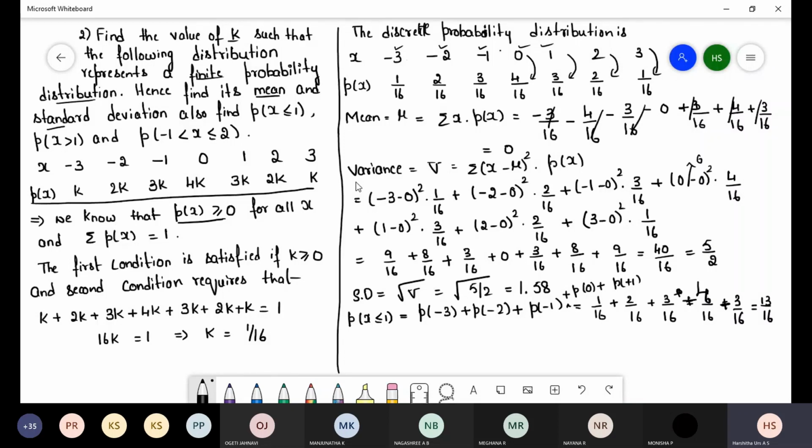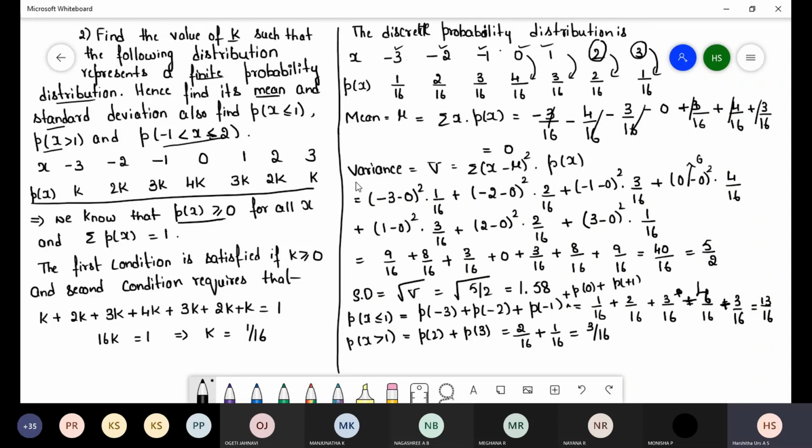Next, second one is P of x greater than 1. Here they have not mentioned equal to. So greater than 1 means whichever I have circled here, those two terms we have to write. So P of 2 plus P of 3 is equal to 2 by 16 plus 1 by 16 is equal to 3 by 16.